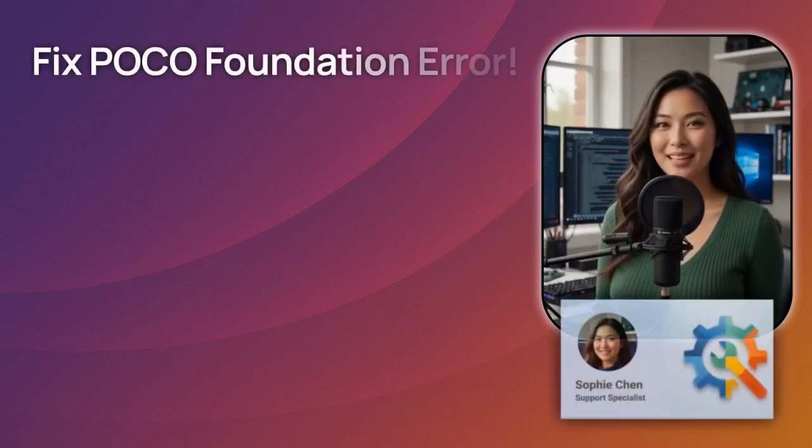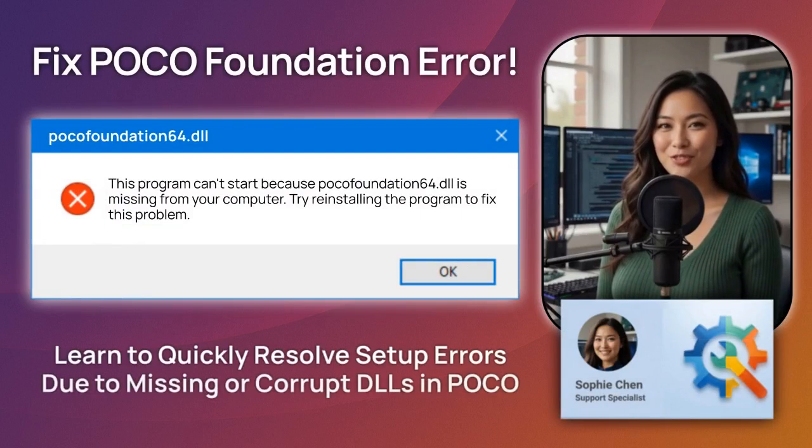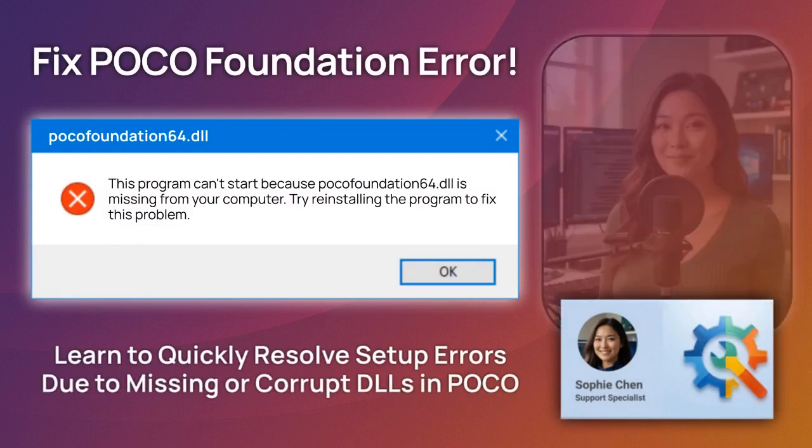Is your PC complaining that the POCO Foundation 64 DLL is missing from your system? I'm Sophie Chen, a Windows Systems Specialist. Let's fix that library mismatch today.